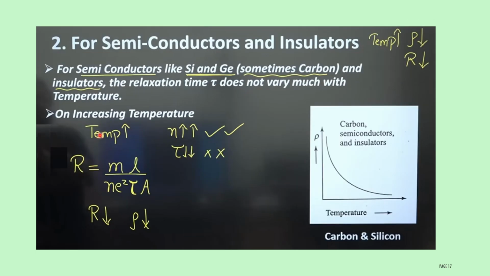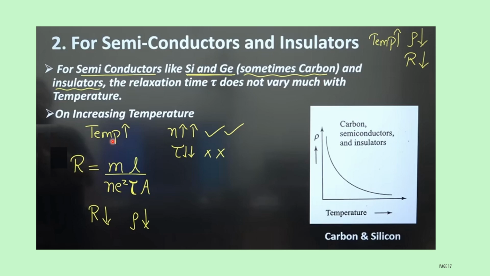Let us discuss the effect of temperature in the case of semiconductor and insulator. For semiconductors like silicon, germanium, sometimes carbon, and insulator, the relaxation time tau does not vary much with temperature. As the temperature increases, tau decreases, but this decrease is not significant. The decrease of relaxation time will be very, very small.